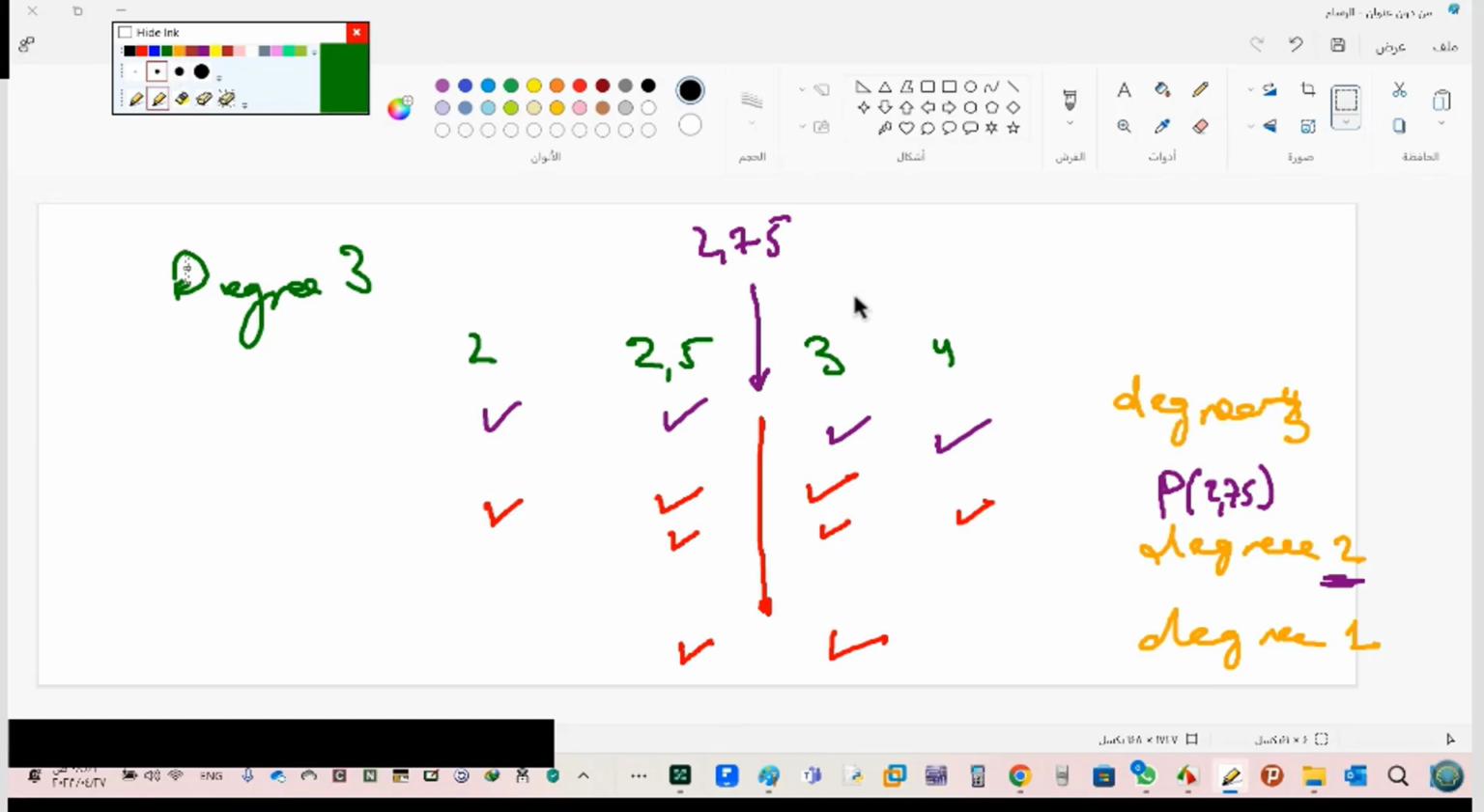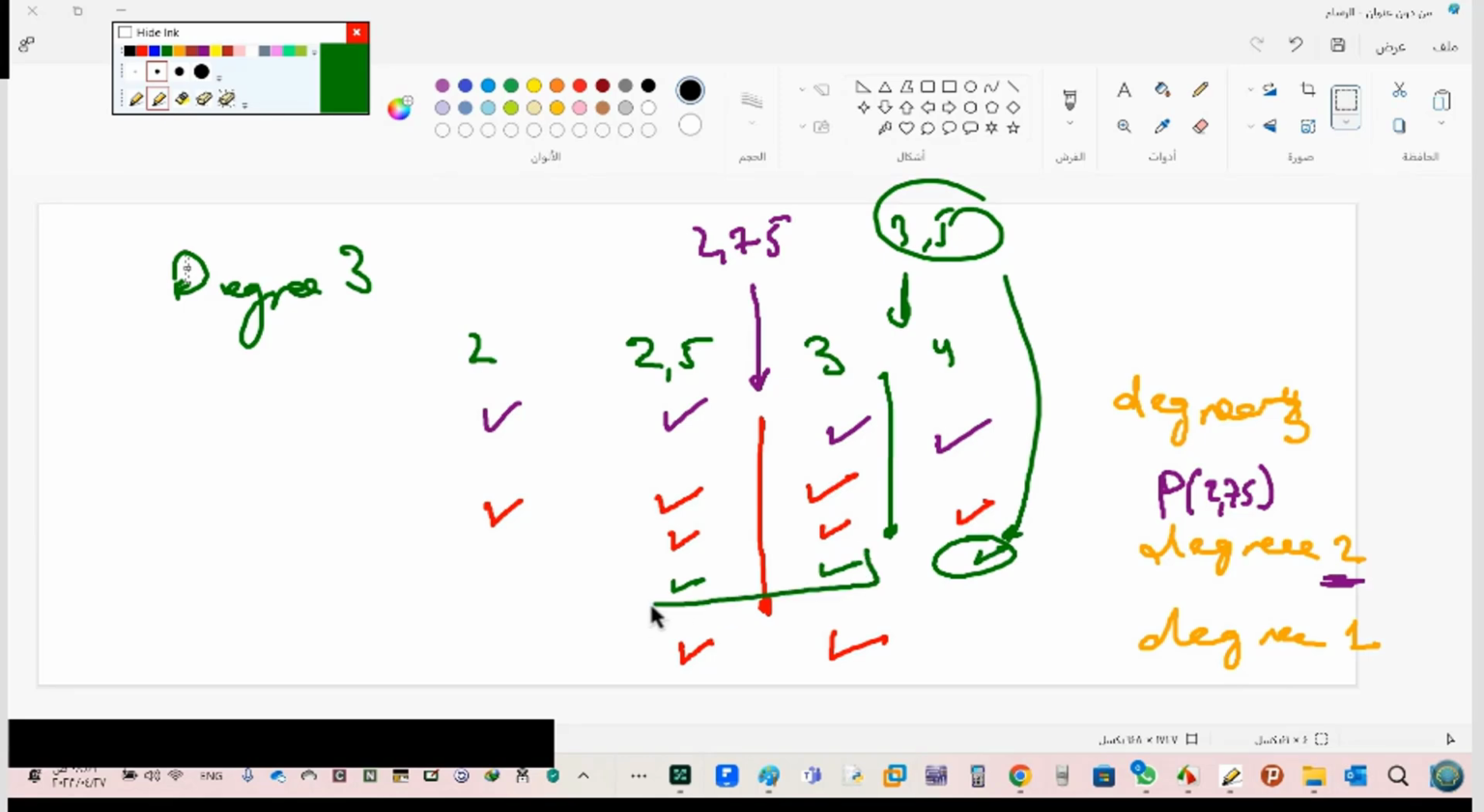For example, if I ask you for 3.5, I need 1 after and 2 before. For this, I need 1 after, 2 before. Is this idea clear? Should I repeat this? Because we will find this.